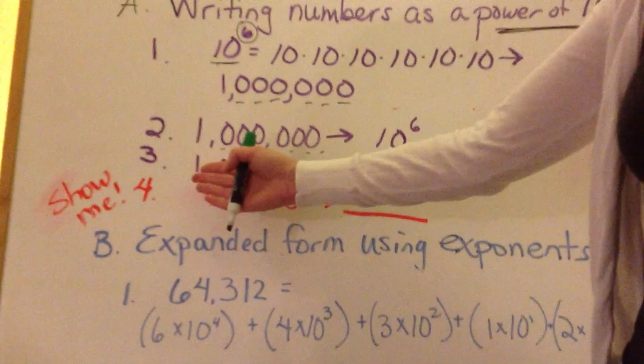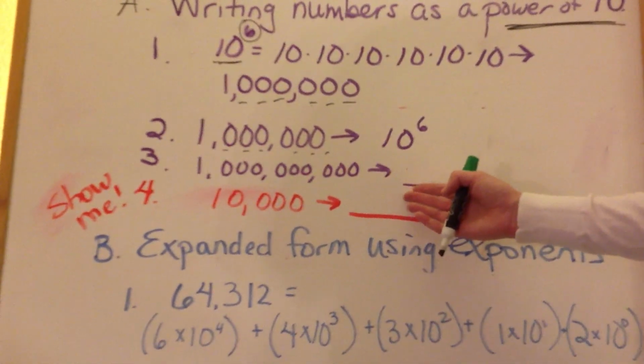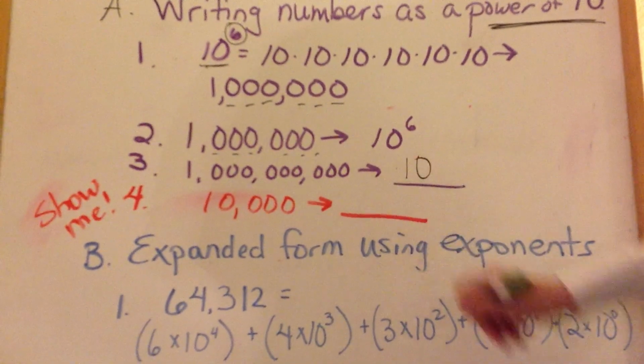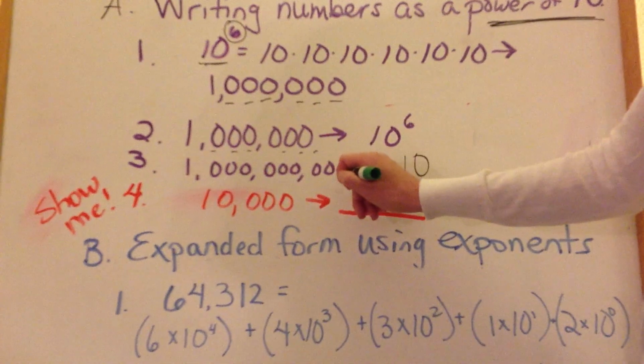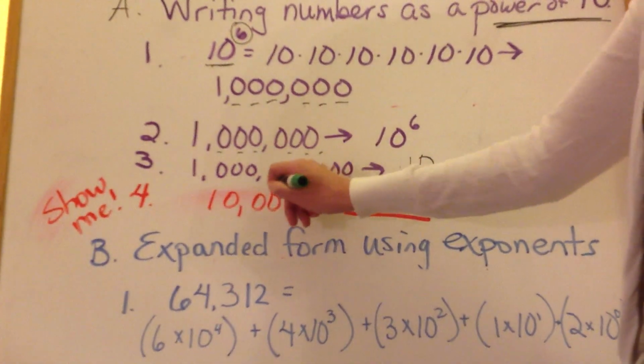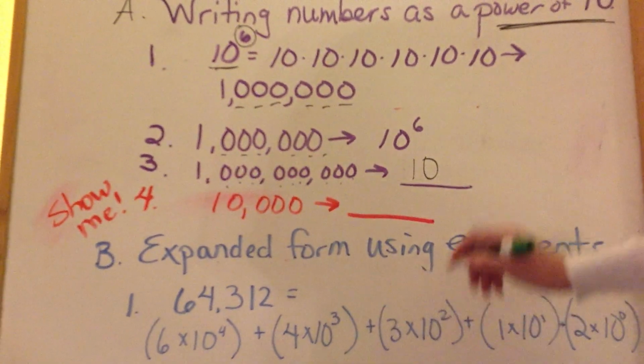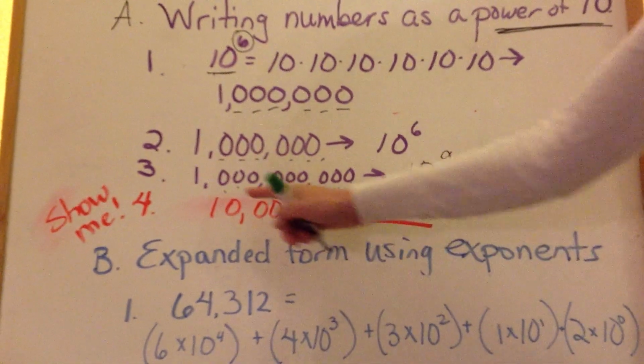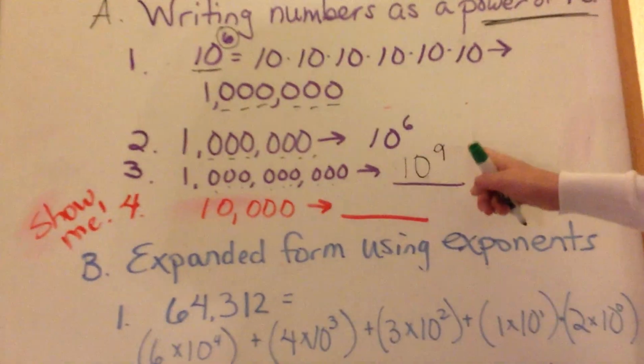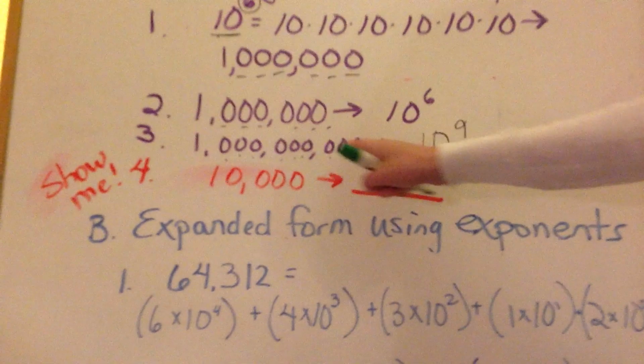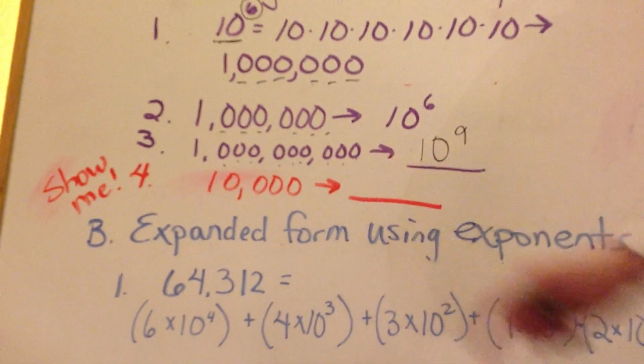So here again, we have a number we want to write in powers of 10. So we write down 10, and then we count how many zeros there are. 1, 2, 3, 4, 5, 6, 7, 8, 9. So it's going to be to the 9th power. A billion is really 10 to the 9th power. It's a 10 with 9 zeros.